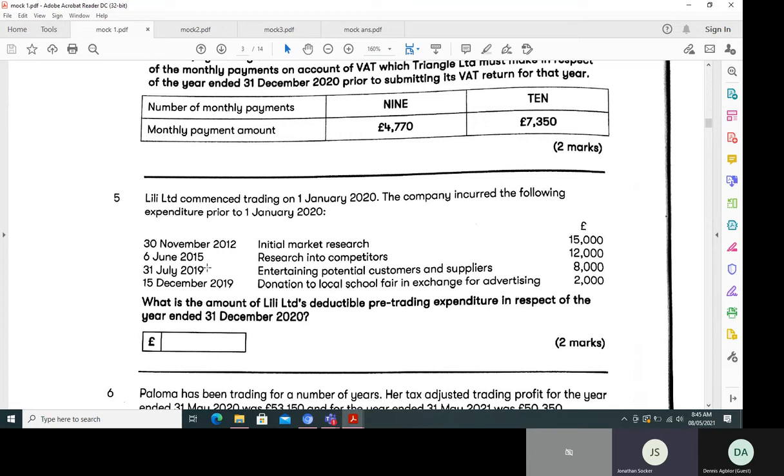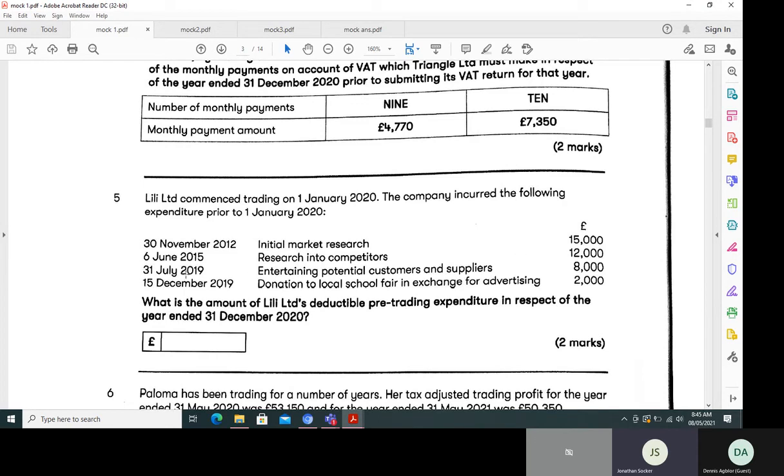And then we have the other one, research into competitors. This one was 2015. Yes, it's within 7 years, and the research into competitors is an allowable item. So the 12,000 will be allowed.